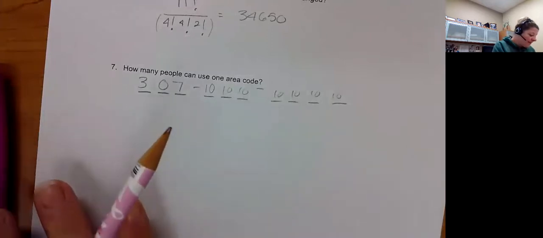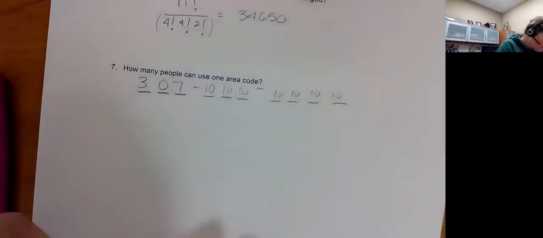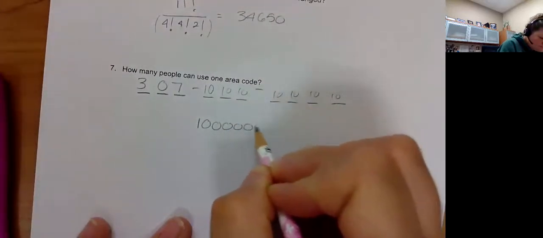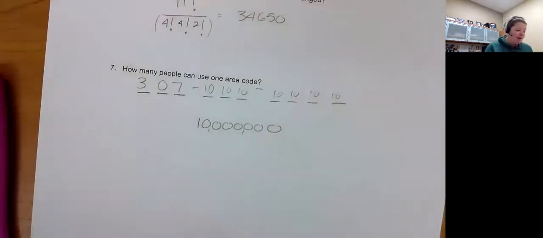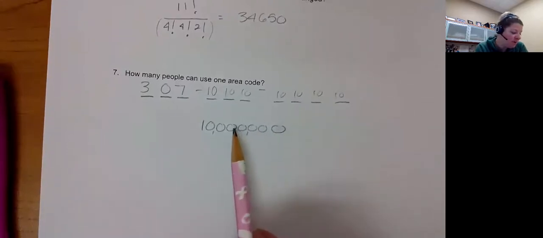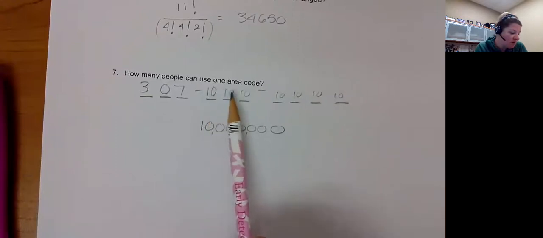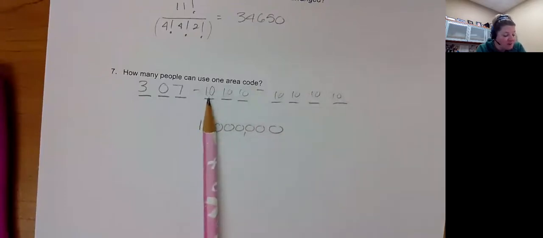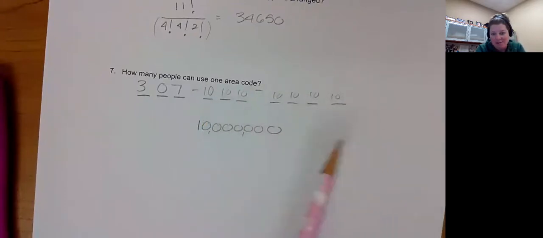I mean, I said it wrong. 10 to the 7th power would be 1, 2, 3, 4, 5, 6, 7 zeros. So it's going to be 10 million people can use the same area code. That's a lot of people. If they changed it up, like you couldn't start with a 0, there would only be 9 options here. That's how it would change it, and it would just be a little smaller, not very much, if something like that was said.